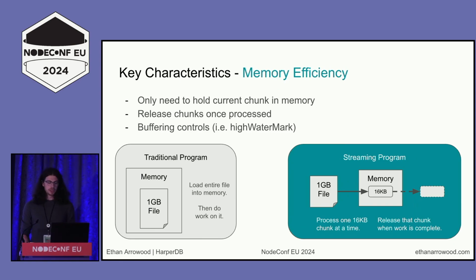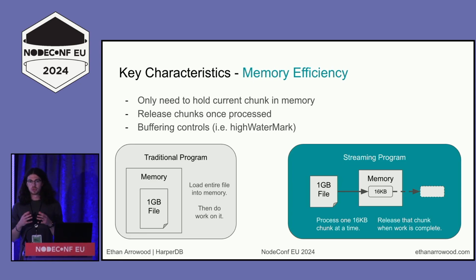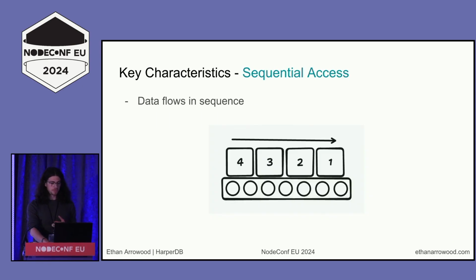So going into the first one, memory efficiency, you only need to hold the current chunk in memory. Looking at the examples at the bottom, in a traditional or non-streaming program, you might have to load your entire file into memory to do anything with it. But with a streaming program, you can take one chunk at a time of different sizes, process just that chunk, and then get rid of that chunk when you're done. This allows your program to use significantly less memory.